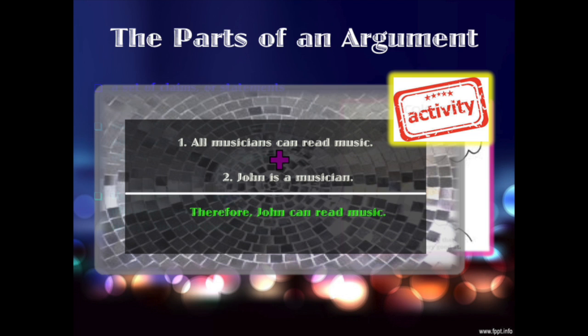Then on your document, you're going to write number 2, John is a musician. We're going to assume that premise is true, so you can just write 2 is true. Then we're going to write down conclusion. The conclusion here is, therefore, John can read music. So look at premise 1, determine if it's correct or incorrect, plus premise 2, which we're saying is correct. Do those two things together equal that conclusion, and is that conclusion correct?